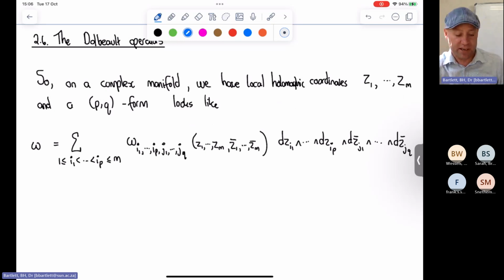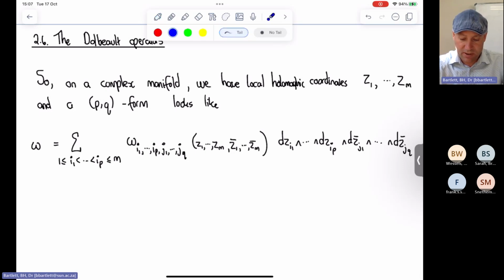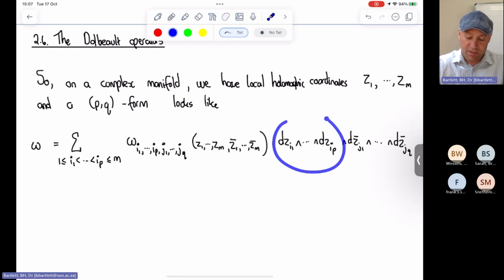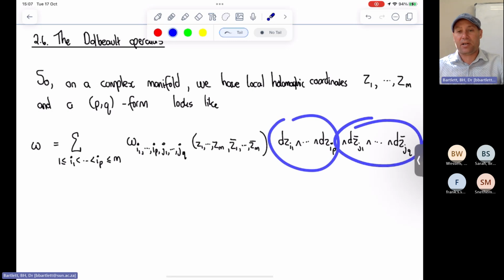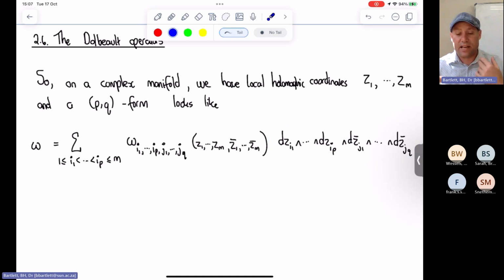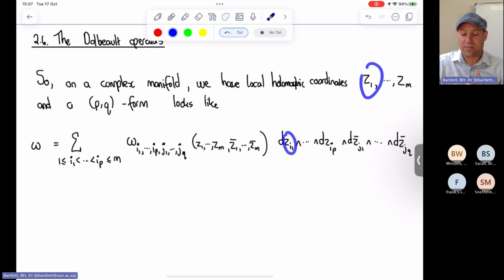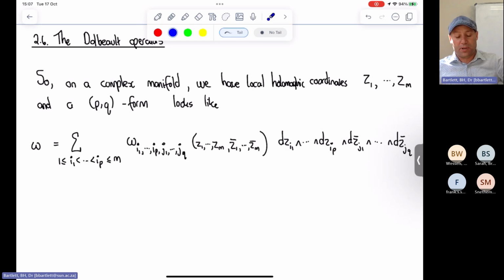This is something that we did last time, right? So this is a form of type P, Q. That means it's going to locally be a wedge of P dz's and Q dz bars. And the P plus the Q, yeah, well, there's no condition on that. So there's P dz's and Q dz bars. These z's now are actual functions that we have. These are our coordinates because we're on a complex manifold now, not an almost complex manifold.